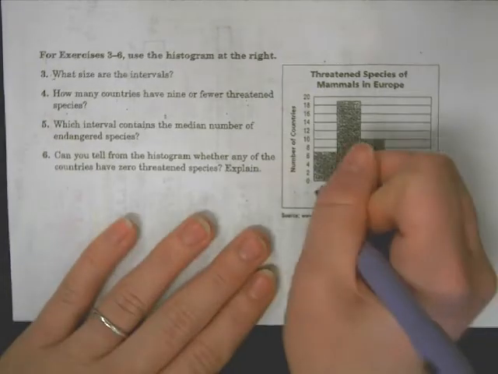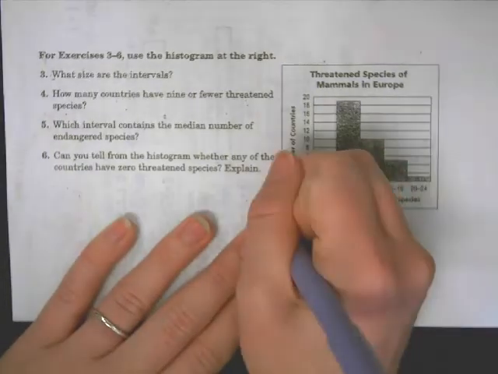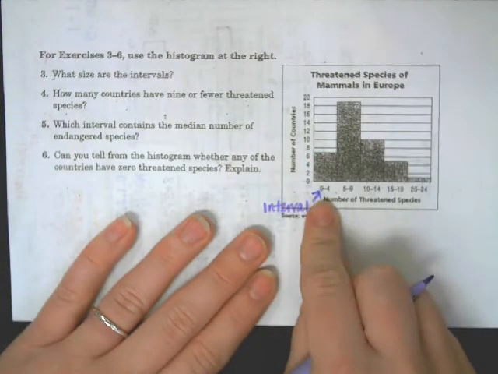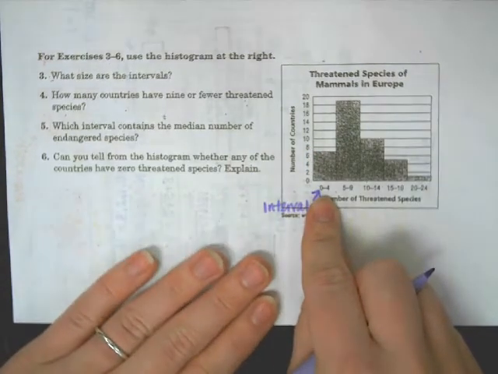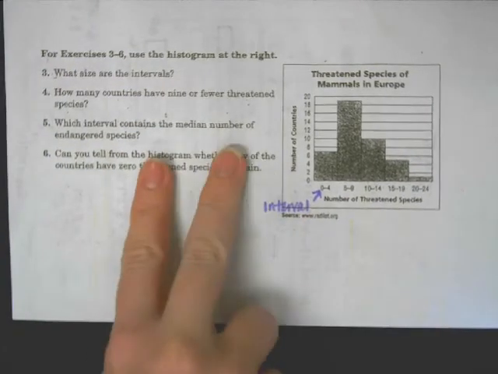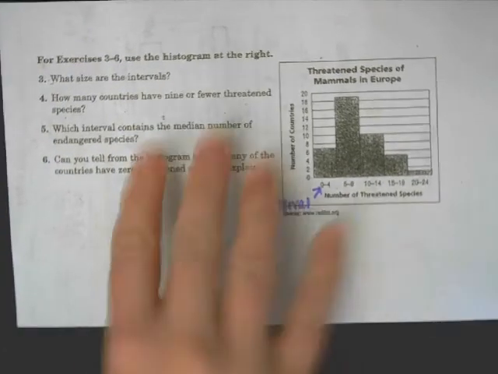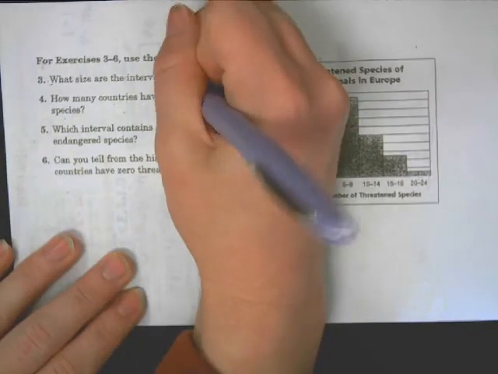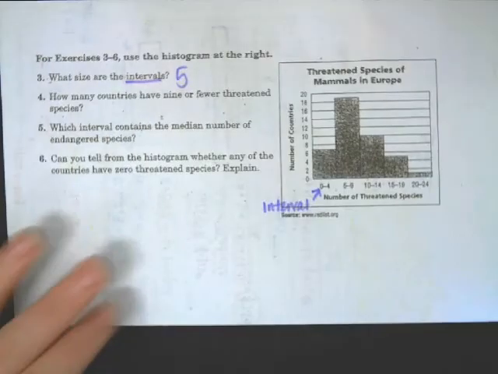Remember, the interval is the values in each set. So my interval here is 0 to 4, meaning the numbers listed are 0, 1, 2, 3, and 4. That means I have a total of 5 numbers in each interval.